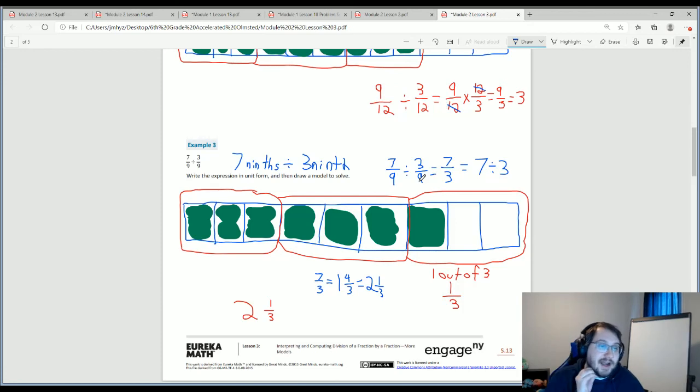Obviously, as we go on and we start dealing with fractions that don't have the same denominator, this rule might not work. But at least so long as we have denominators that are the exact same, it's just dividing our numerators. That's all it is.